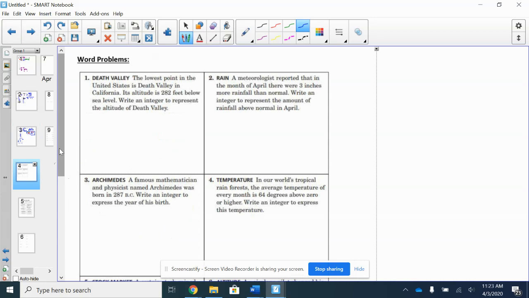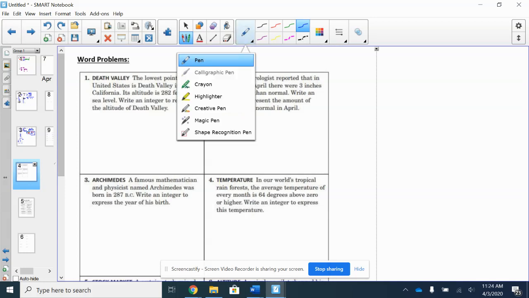We mentioned briefly just how integers kind of connect to the real world. We noticed where we talked about banking, weight, football, temperature. So here's just some word examples of integers represented from a word problem. Death Valley is the lowest point in the United States, that's in California. Its altitude is negative 282 feet below sea level. Write an integer to represent the altitude of Death Valley.